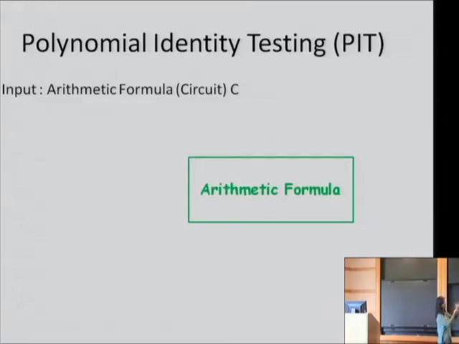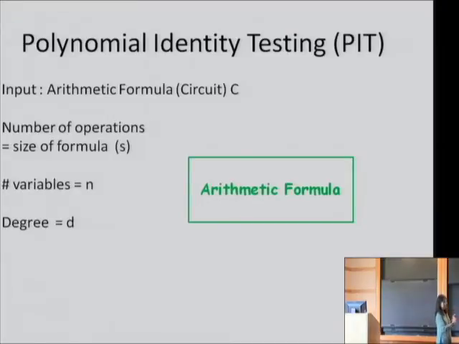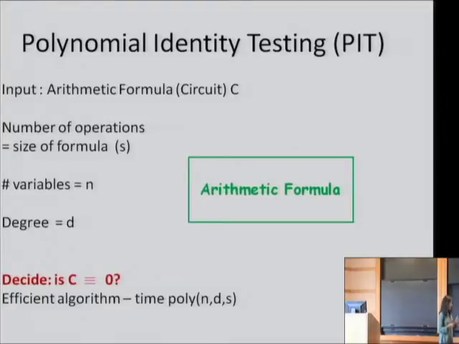Okay, so the problem more formally is, you're given an arithmetic formula as input. So it has an expression of the kind we just saw. It has maybe n variables. It defines a polynomial of degree d, and the size of the expression is, say, s, and it is made up of a sequence of additions and multiplications. And the question is, you want to decide if this formula is identically 0. And ideally, we want an efficient algorithm to do this, in time polynomial in the size of the representation, so polynomial in n, d, and s in particular.